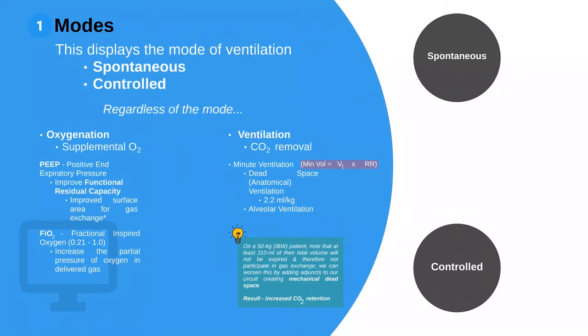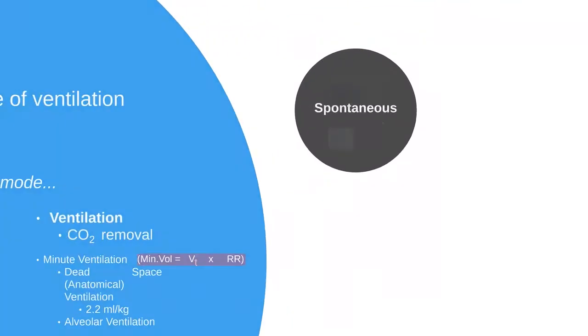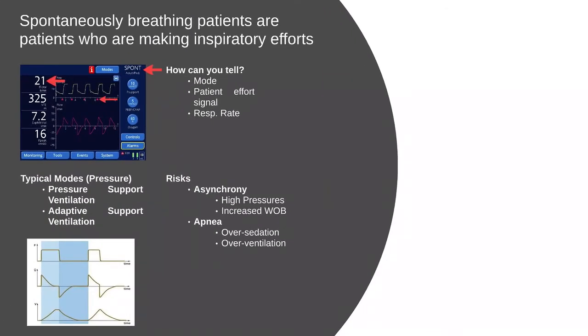Example, on a 50 kilogram ideal body weight patient, know that at least 110 mLs of their tidal volume will not be expired and therefore not participate in gas exchange. We can worsen this by adding to the circuit. So all those functional additions that we put on the circuit to make our circuit functional actually add dead space, and we call that mechanical dead space.